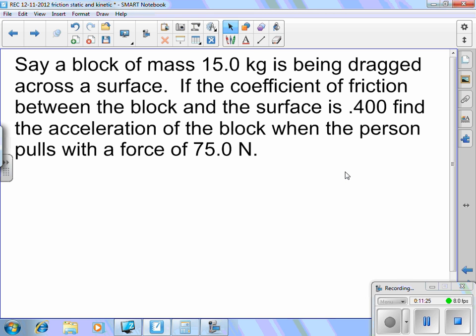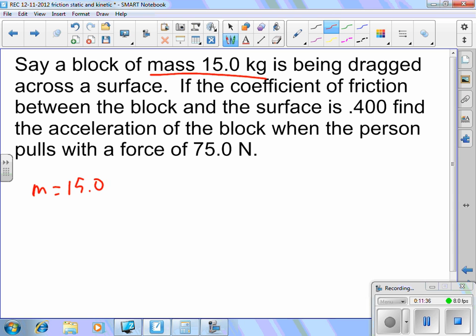Alrighty, let's try this problem out. Please read this and then begin it, and I'll go through it. So our block has a mass of 15 kilograms. And by the way, whenever we're in this unit, the best thing to think about is drawing a free body diagram whenever we get a chance. The coefficient of friction between the block and the surface is 0.4. I'm not given whether it's kinetic or static, so we'll just keep it as is for now. Find the acceleration of the block when the person pulls it with a force of 75 newtons.